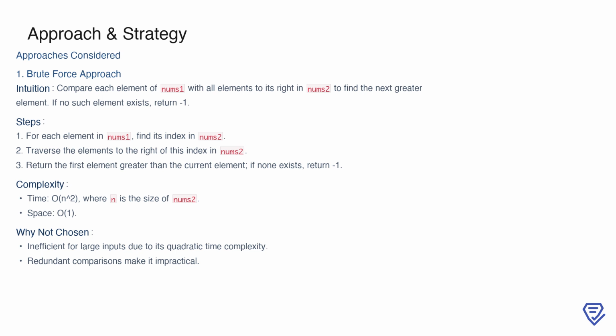The steps are as follows. First, for each element in nums1, find where it appears in nums2. Then, iterate through all the elements to the right of that position in nums2. The moment we find an element larger than the current one, we return it. Otherwise, we return -1. While this approach is simple to implement and easy to understand, it's highly inefficient for large datasets due to its quadratic time complexity. Each element in nums1 requires us to search through part of nums2, leading to many redundant comparisons. This inefficiency makes the brute force method impractical for larger inputs.